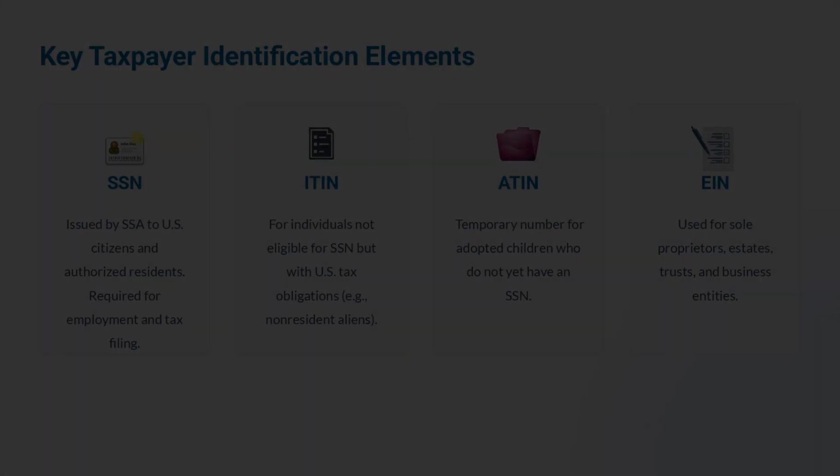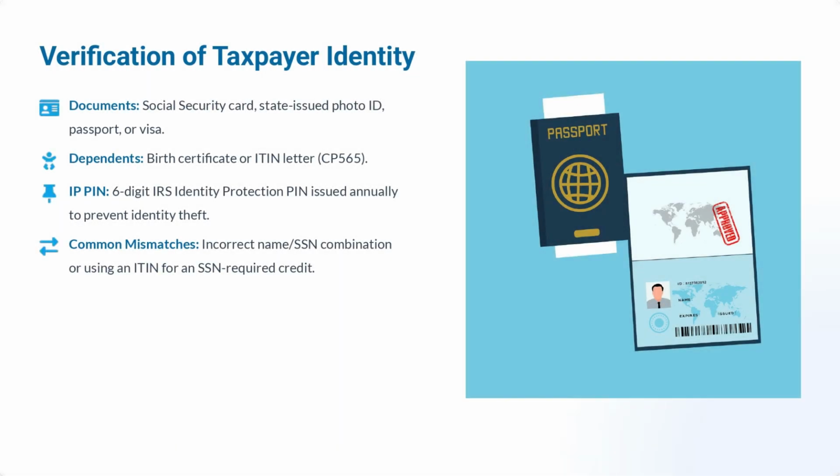Now that we understand ID numbers, let's move into identity verification, another essential part of tax preparation. This section is extremely important because identity issues lead to IRS rejections, delays, or fraud flags. Accepted documents for identity verification. To verify a taxpayer's identity, you may use a Social Security card, state-issued ID, driver's license, passport, visa, ITIN assignment letter, or birth certificate, usually for dependents.